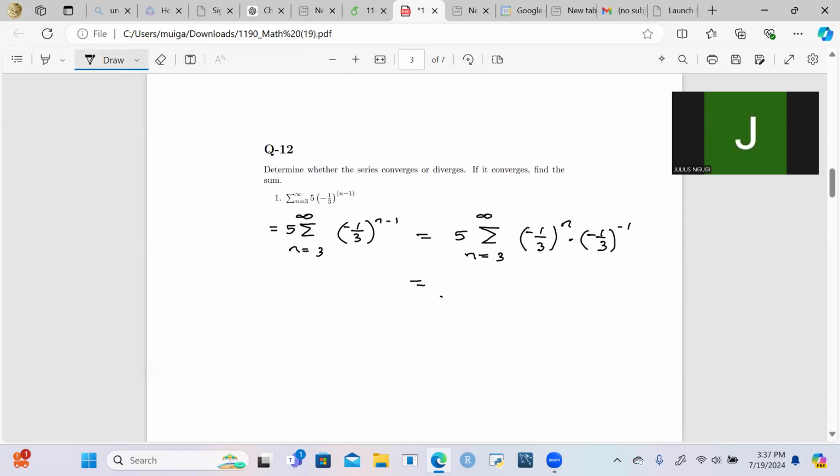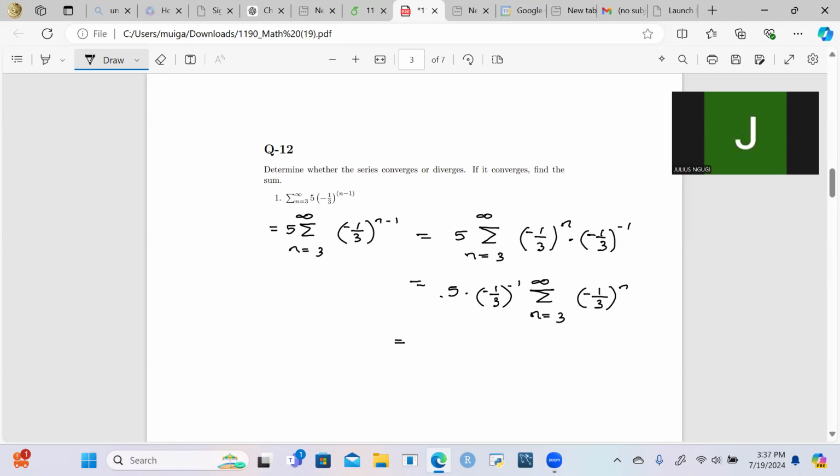I can factor out the first part, minus 1 over 3 to the power of minus 1. If I flip using the rules of indices, I can have 5 times minus 1 over 3 to the power of minus 1 out of the summation sign, because those don't depend on n. The sum for n equals 3 all the way to infinity of minus a third to the power of n.